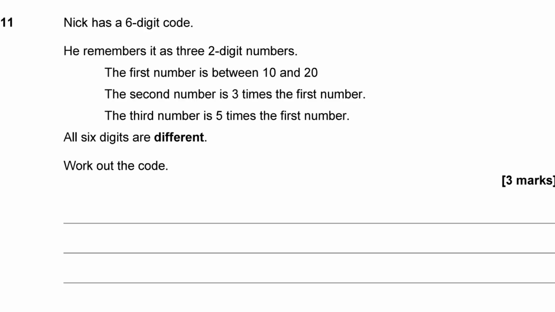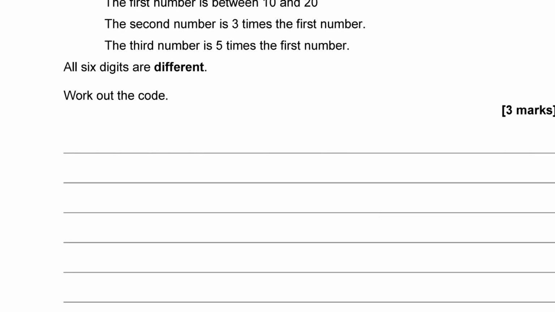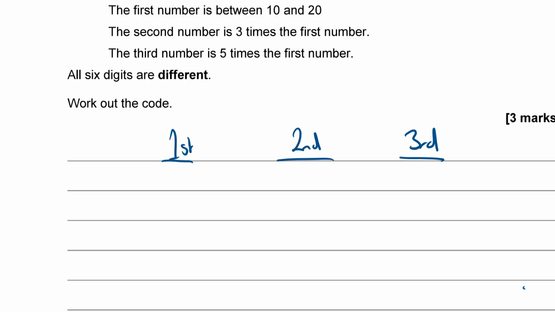And I think it's going to take a little bit of trial and error in order to work it out. Okay, I'm going to be systematic about it. Now, the first number is between 10 and 20. So I'm going to write down my possible first numbers and then work out what my second and third numbers would be, until I get one that I can match all 3. So the first number between 10 and 20 is 11. Okay, now immediately I'm going to rule 11 out because all 6 digits are different.